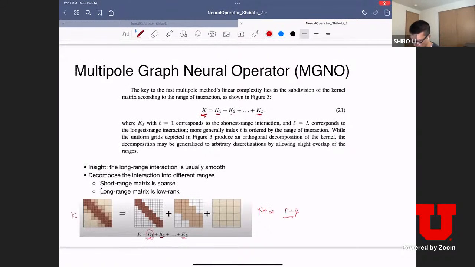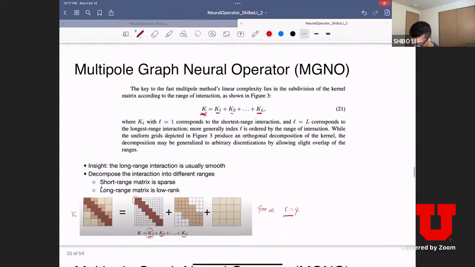So K1 captures very local information, and K2, since we grid the spatial domain more coarsely by forcing r equal to 4, can capture more global information. And KL, if we just discretize it in 4x4, can capture the entire spatial domain. So this is their motivation, and we can write the kernel as a summation over different resolution kernels.